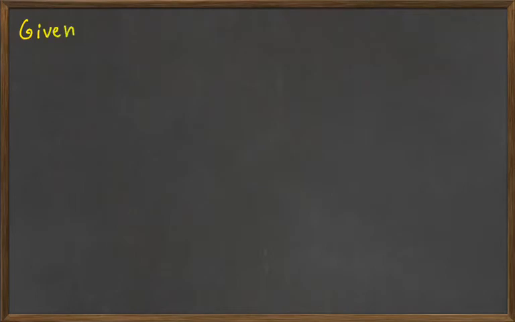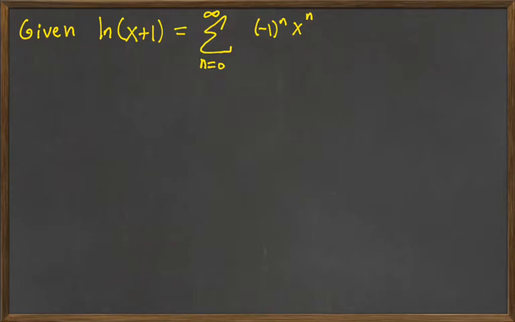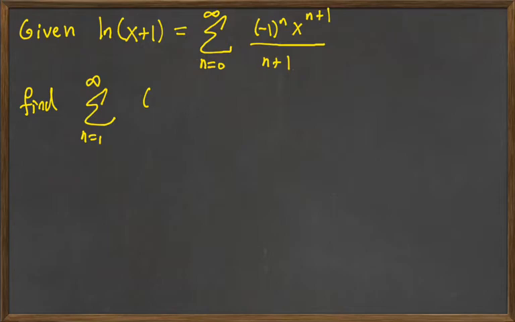So let's say that we are given the natural log of x plus 1 is equal to the sum n equals 0 to infinity of negative 1 to the n, x to the n plus 1, divided by n plus 1, and using that very fact, find the sum n equals 1 to infinity of negative 1 to the n plus 1 over 3 to the n and then n.